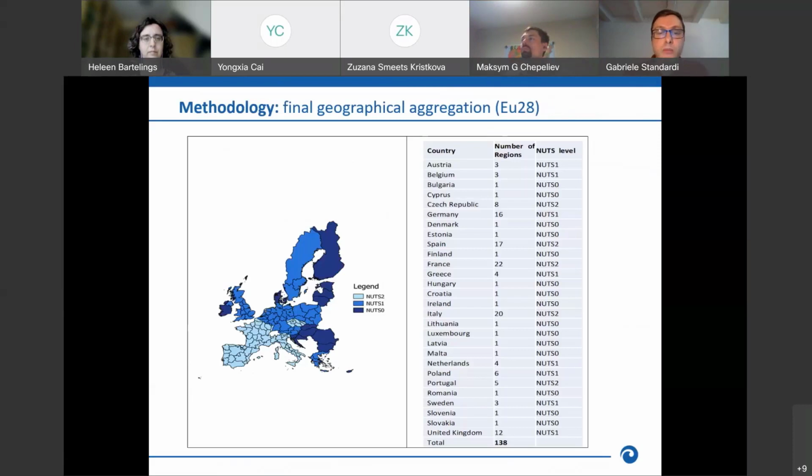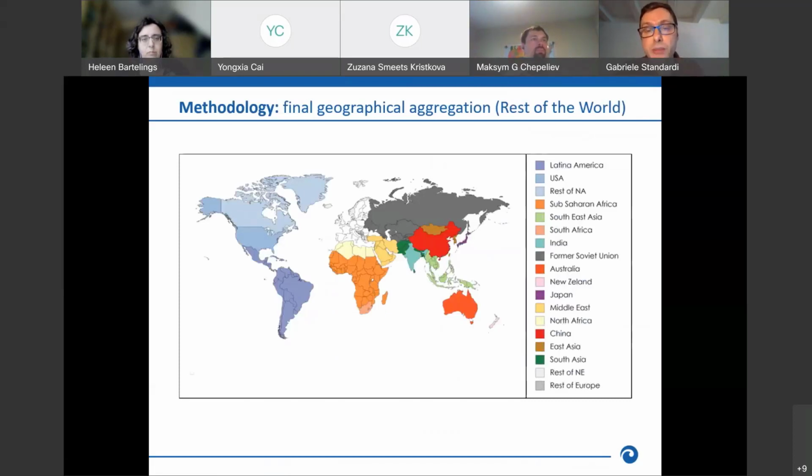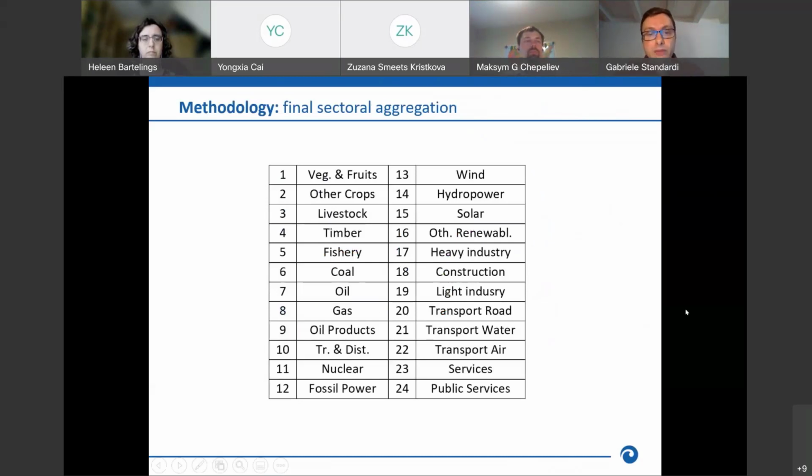At the end of this process, we get this database with 138 NUTS regions for Europe, subnational regions. Of course, for big countries like France and Germany, we have either a NUTS 1 or NUTS 2 level, but for small European countries, we keep the national level, so the NUTS 0 level. But at the end, we have 138 regions. And then, of course, we take advantage of the global nature of the GTAP database. We have also 18 macro regions with the main global actors, so USA, China, India, and so forth. And this is important also because the impacts on energy demand are also from the rest of the world, because we are conducting a global analysis anyway. For the sectors, we have 24 sectors.